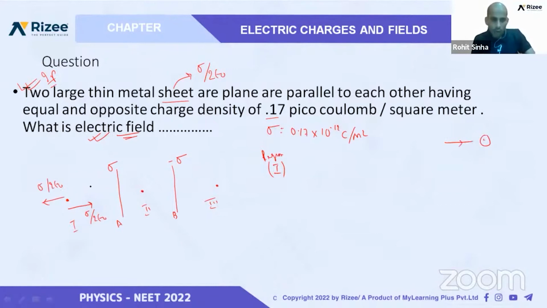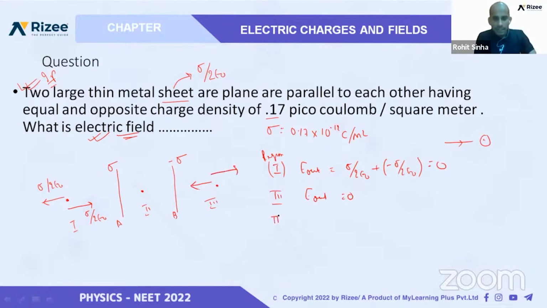So for the outside, what will we get? E out: sigma by 2 epsilon naught plus minus sigma by 2 epsilon naught, that will be 0. Similarly for the third region also, E out will be 0. We can see here, for plate B the electric field will be this side, and for plate A it will be this side, and the net will be 0.